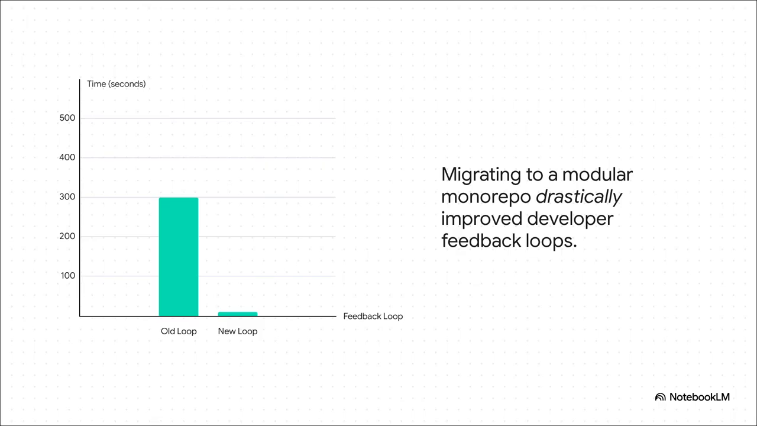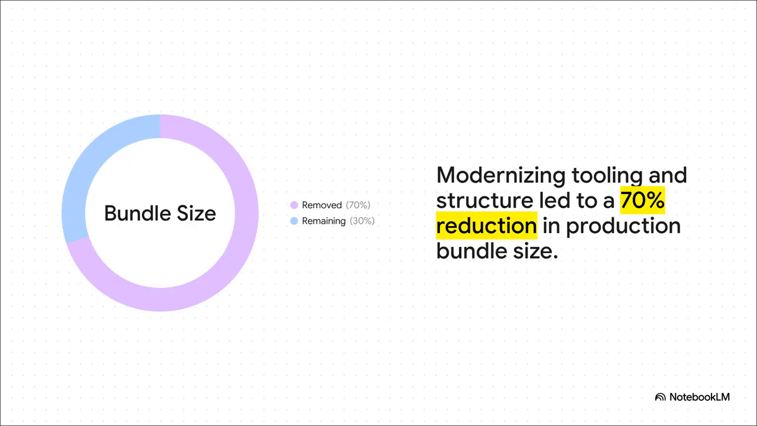But by migrating to what they called a modular monorepo using NX tooling, just look at the impact on their developer experience. The feedback loop for a developer making a change went from a painful 5 minutes all the way down to a lightning-fast 10 seconds. I mean, that's a productivity revolution right there. And it wasn't just the developers who benefited. By modernizing their tooling and their structure, they slashed their production bundle size by 70%. Pages were loading 10 seconds faster for their users.